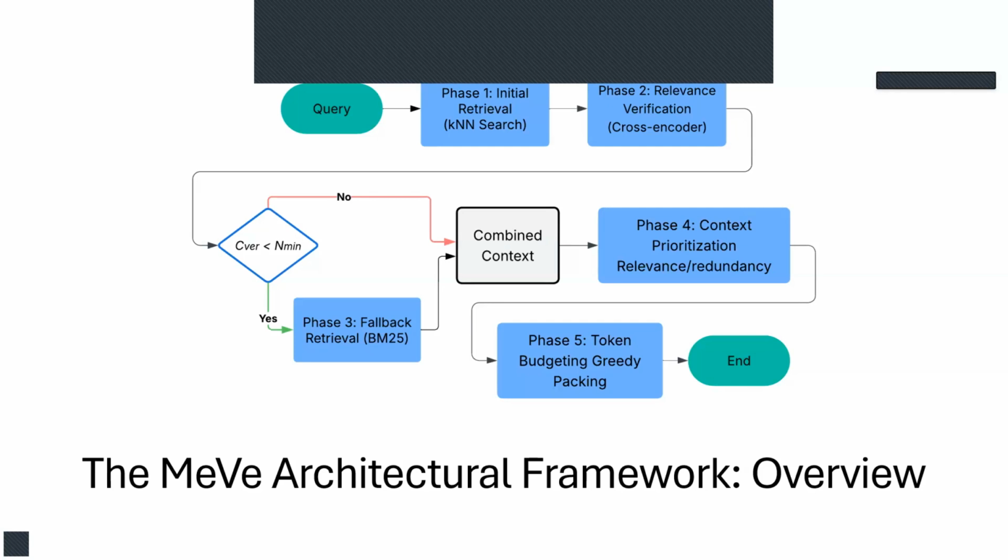And then phase 4, this takes all the verified documents from phase 2 and any documents found by the fallback mechanism from phase 3 and combines them into a single pool, which is sorted from most relevant to least relevant based on their score. And then the system checks for repetitive information.